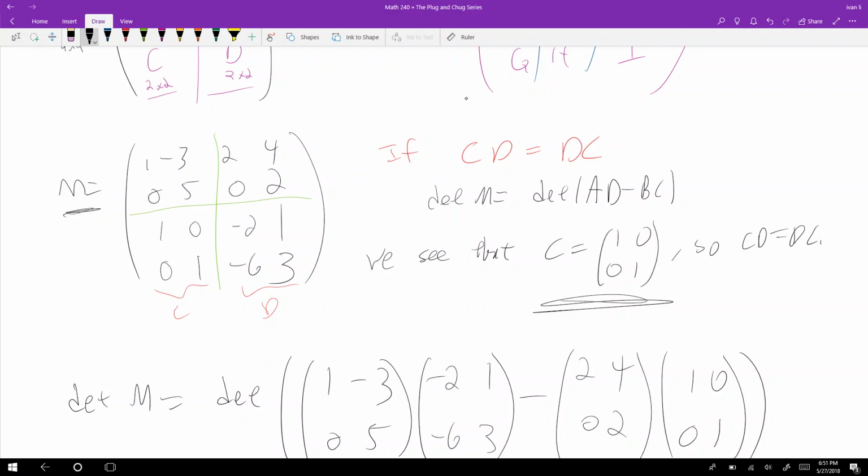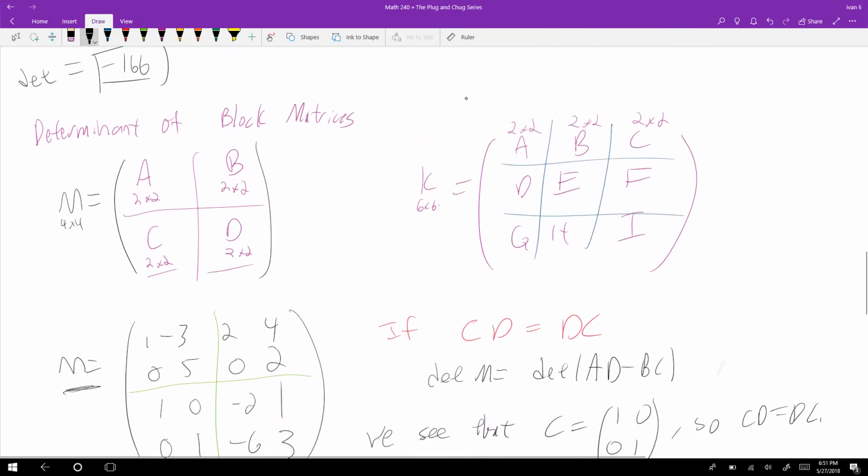As long as CD is equal to DC, if you have four blocks and CD is equal to DC, just go ahead and use this. So if you have, let's say, an 8x8 matrix and each block is a 4x4, so you have four 4x4 blocks, if CD is equal to DC, you can just calculate the determinant using this method right here. This condition must be satisfied. Otherwise, don't use this. It's going to be wrong.